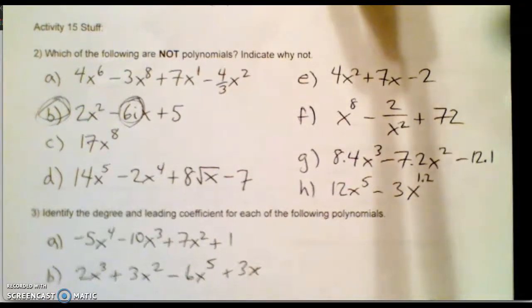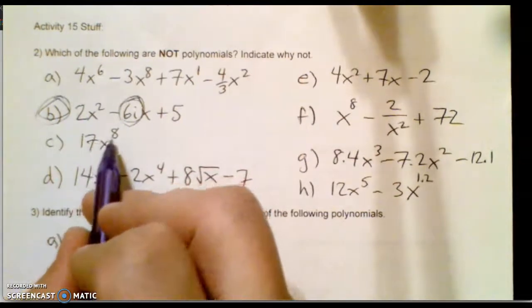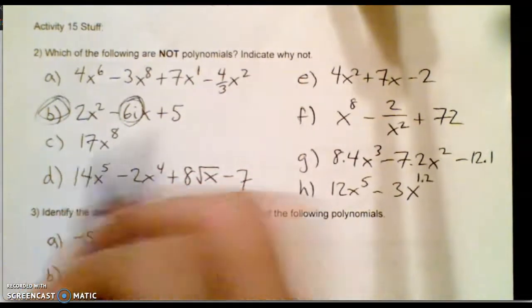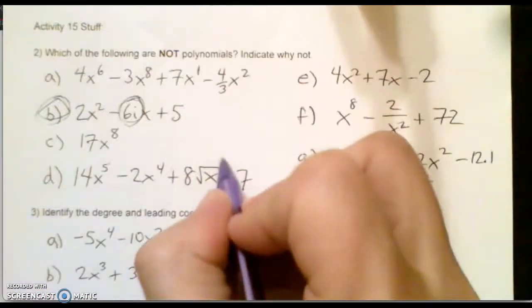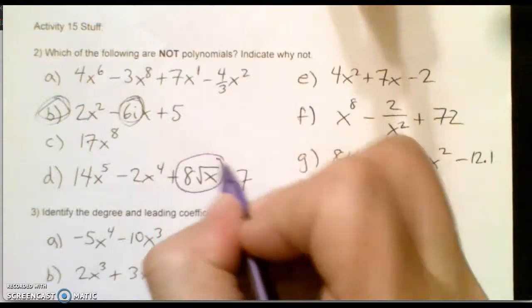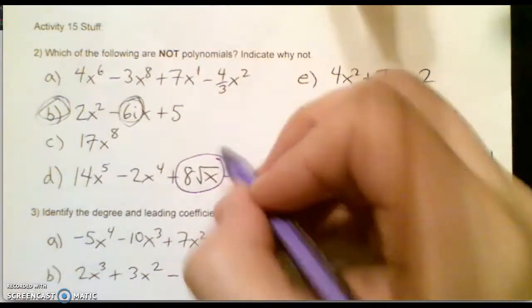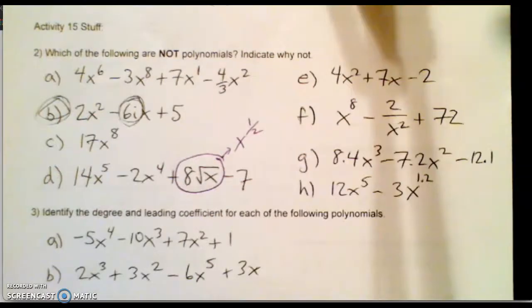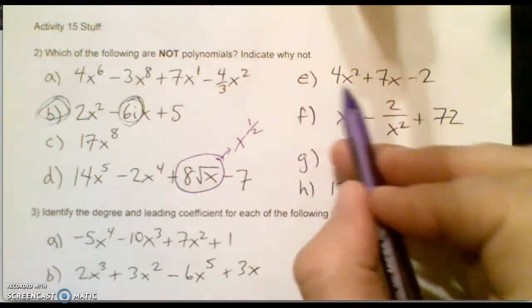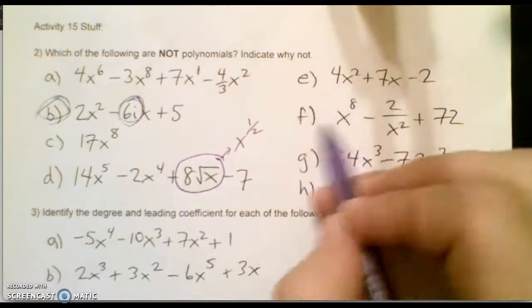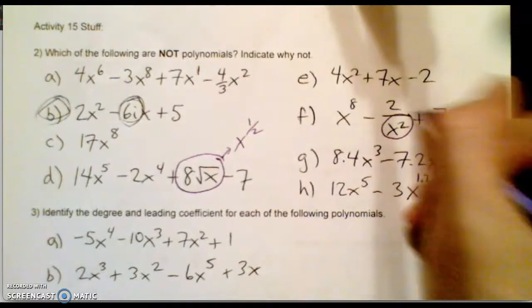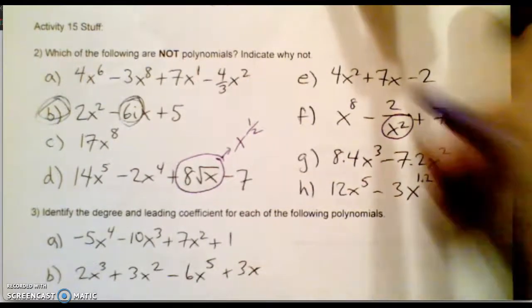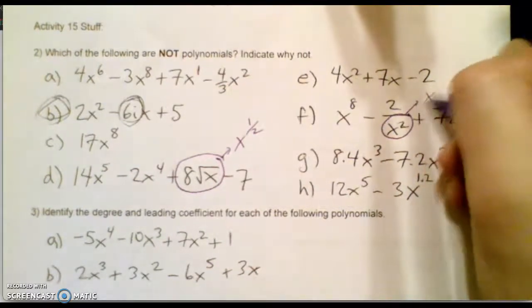i is imaginary, so that one's not a polynomial. Alright, and then the next one's cool. Whole number, real number, that's fine. This one fails because that radical x is like writing x to the 1/2, and you're not allowed to have fractional exponents, so that's not okay. This one's okay. This one fails because you're not allowed to have x's in the bottom, because that's like an x to the -2.